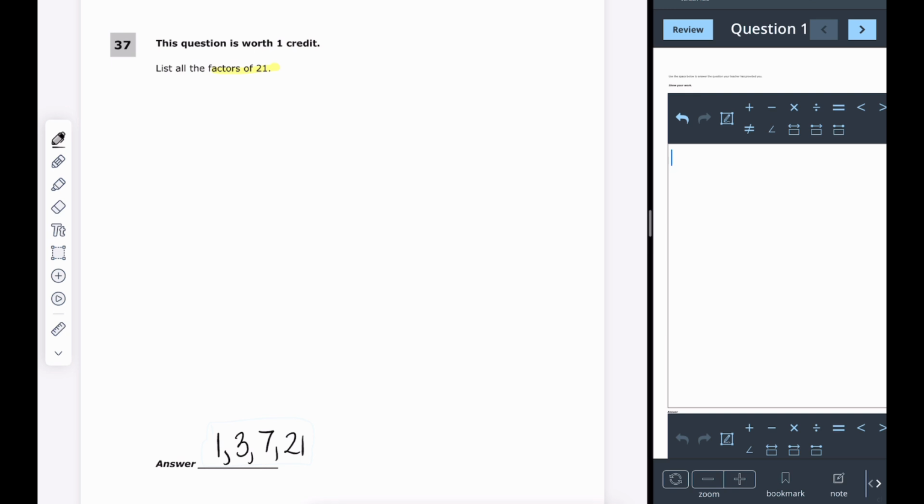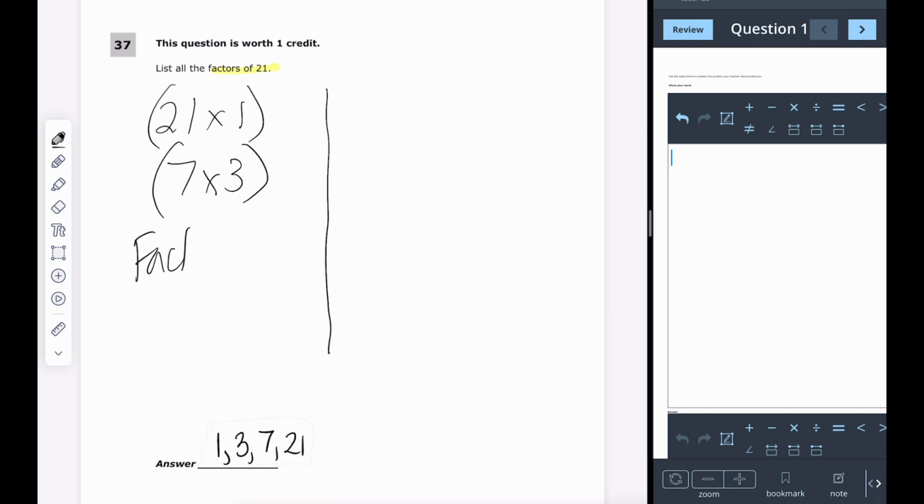Now, obviously, they're not going to check your work, but two ways I've seen kids actually do this is, one, to list factor pairs, like 21 times 1 and 7 times 3, and then use that to list the factors. Or they can use a factor rainbow, where they're using the biggest numbers first, the furthest apart. 1 and 21, those factors are going to be the furthest apart.